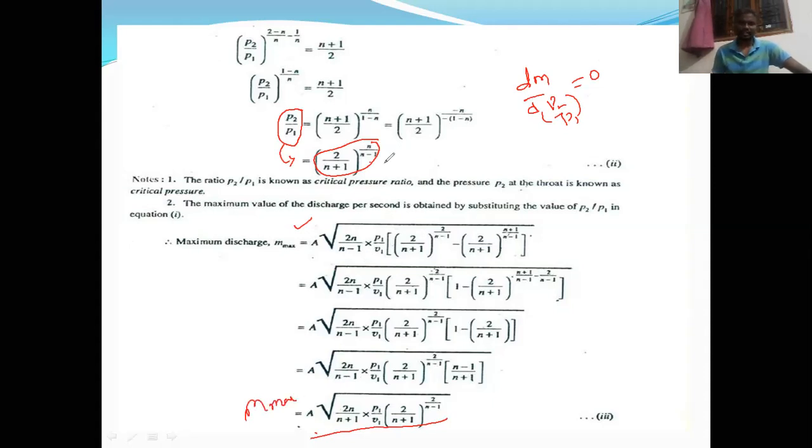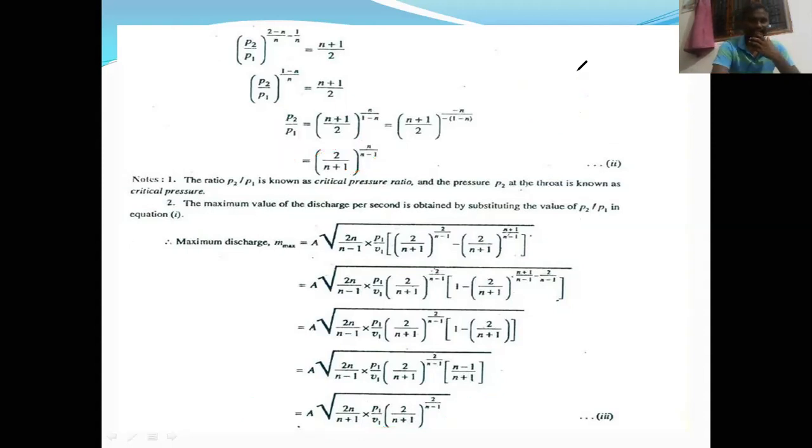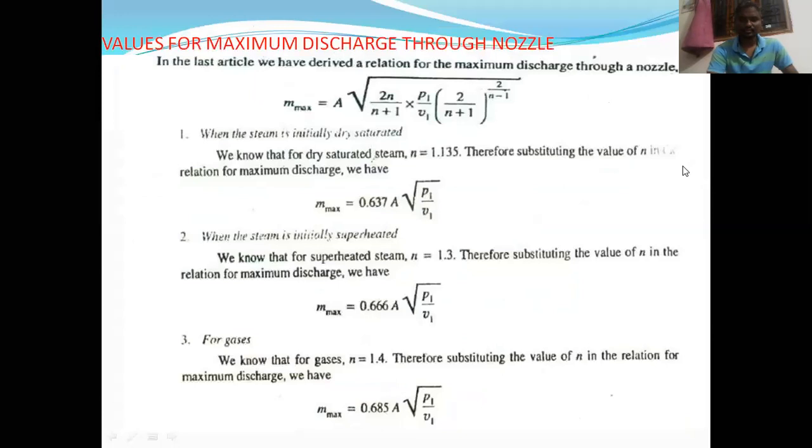If you substitute this P2 by P1 value in the formula of m, we can get the m max formula as a into under root of 2n by n plus 1 into P1 by V1 into (2 by n plus 1) to the power of 2 by n minus 1. This is the m max formula. By taking this, we can get the different m max formulas for different conditions, the values for the maximum discharge through the nozzle.